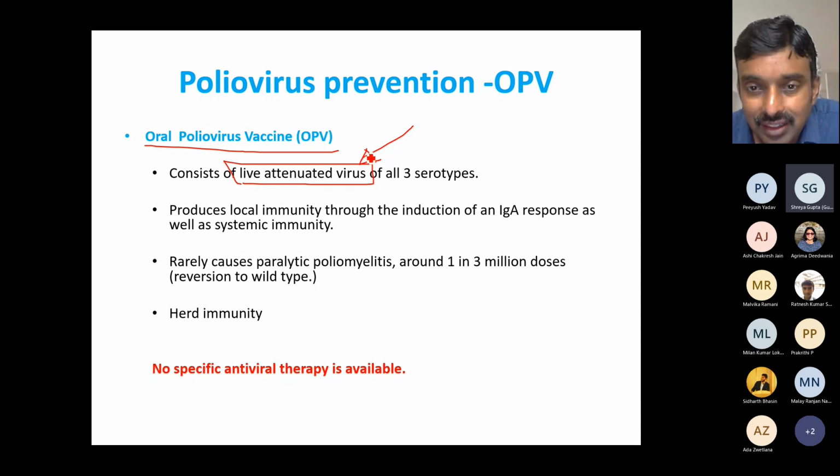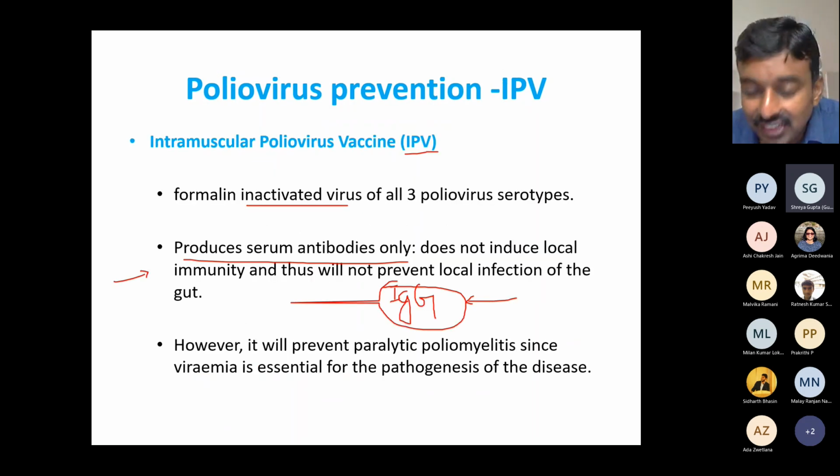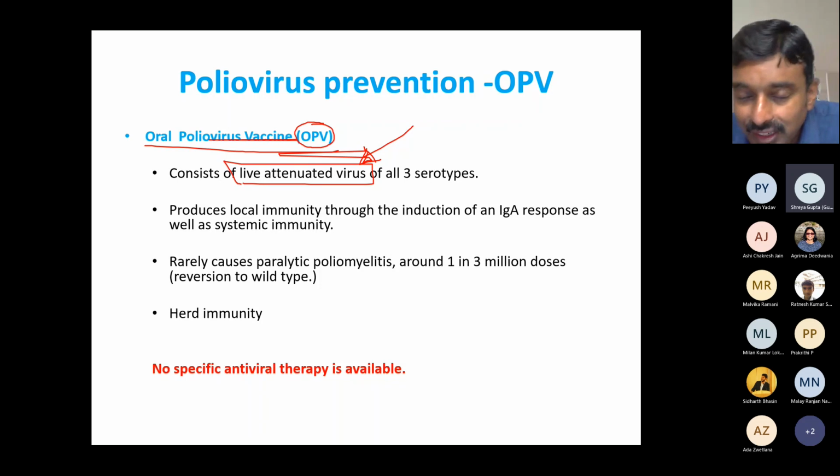And it worked a big deal. It helped a great deal to eliminate poliovirus from the world. Oral poliovirus vaccine is much more important, has contributed in a much more significant way than the inactivated poliovirus vaccine. I'll tell you why in a minute.